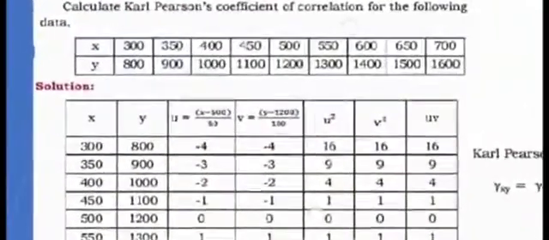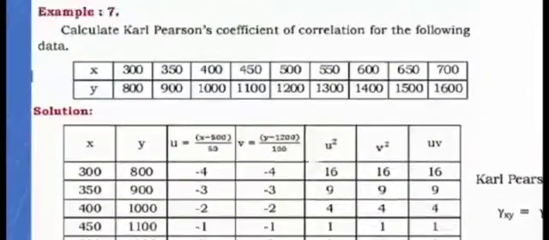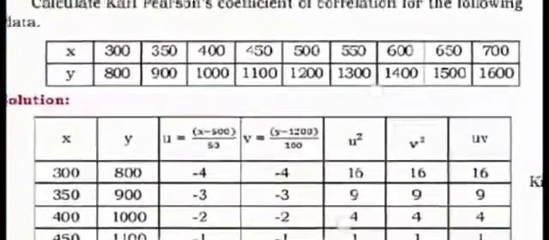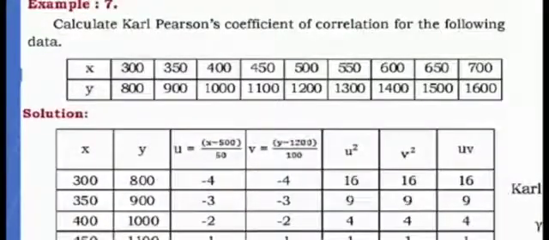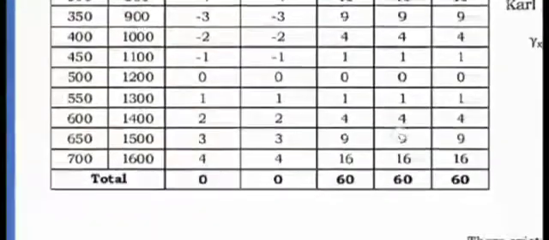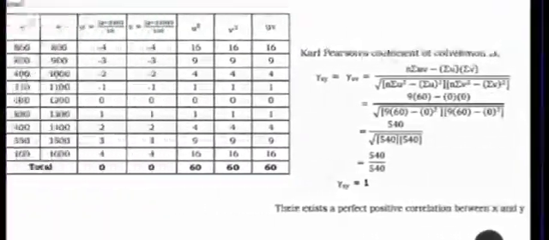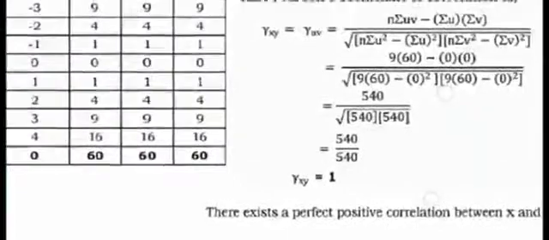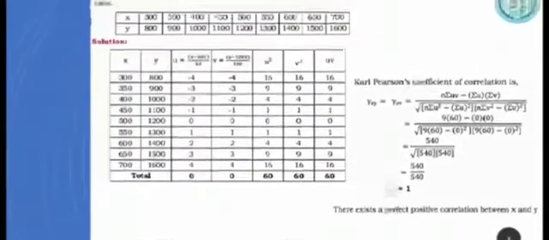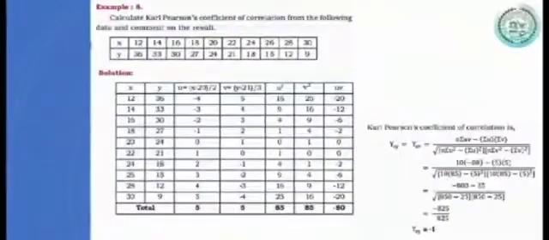Similarly, there is one more example for you all. You can please note down this example and solve it for yourself. Calculate Karl Pearson's coefficient of correlation for the following data. Similarly, these values are there, x and y. If the values are huge, and if it has a common class difference, you can see what they have made here and you can follow the steps and solve it for yourself. Here the answer is 1 in this particular example, which means there is a perfect positive correlation between x and y. So these are simple ungrouped examples.